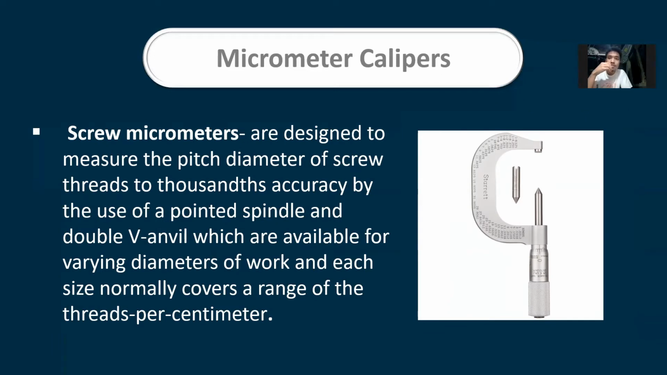micrometer calipers. Screw micrometers are designed to measure the pitch diameter of a screw, with thousandths accuracy by the use of a pointed spindle and double V anvil, which are available for varying diameters of fork, and each size normally covers a range of threads per centimeter. So ito naman is specialized siya sa pag-measure ng pitch diameter ng screw.